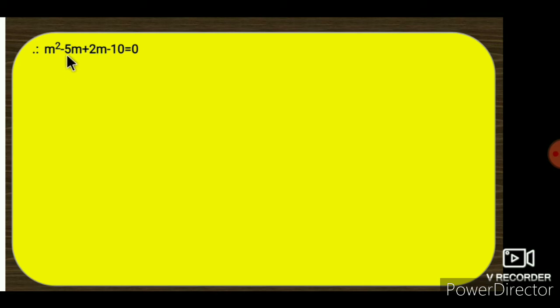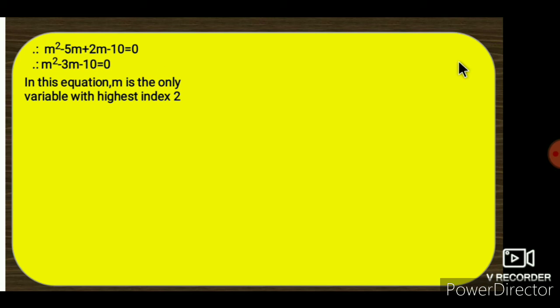These two terms, minus 5m plus 2m, are like terms. Therefore the equation is m square minus 3m. Both these terms have different signs, therefore subtraction will take place. Therefore 5 minus 2 is 3, and 5 is the bigger number having the minus sign, therefore the answer is minus. Therefore m square minus 3m minus 10 is equal to 0 is the given equation. This equation contains one variable m and the highest index of the variable is 2, therefore it is also a quadratic equation.